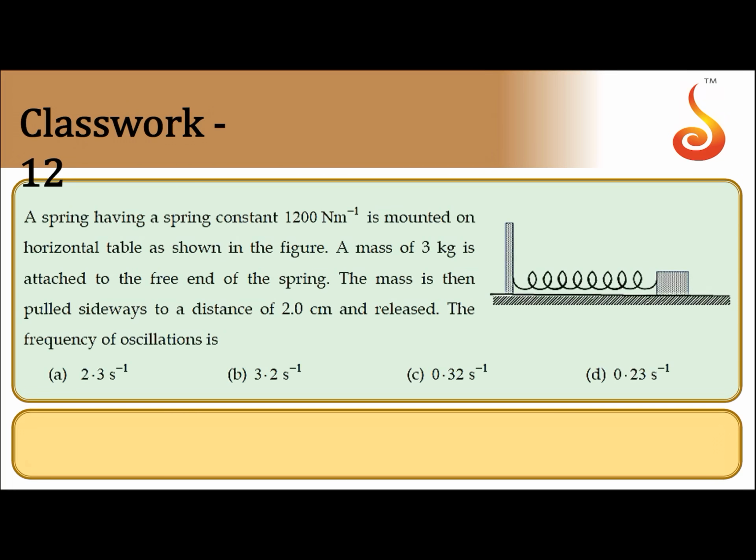Yes, we shall move on to the next one. A spring having a spring constant 1200 Newton per meter is mounted on a horizontal table as shown in the figure. A mass of 3 kg is attached to the free end of the spring. The mass is then pulled sideways to a distance of 2 cm and released. Then the frequency of oscillation is.